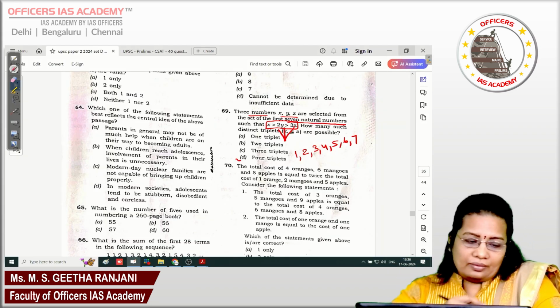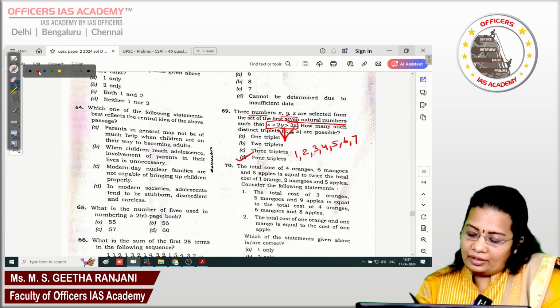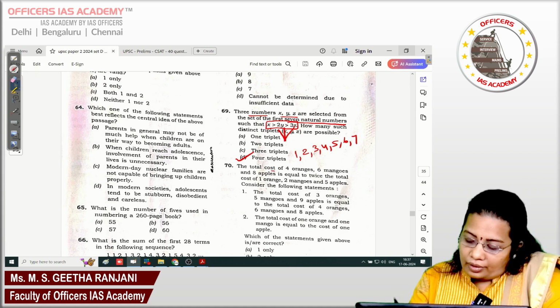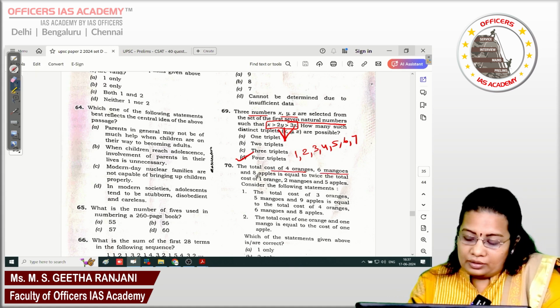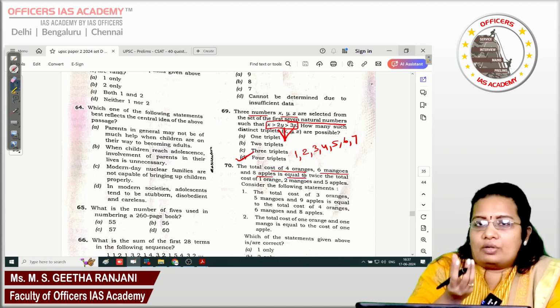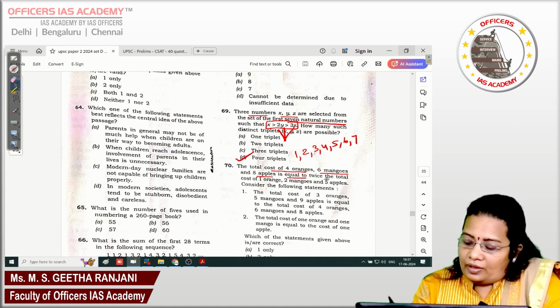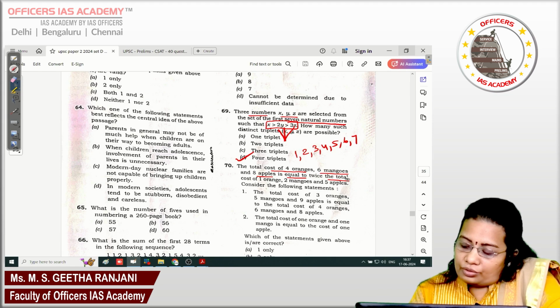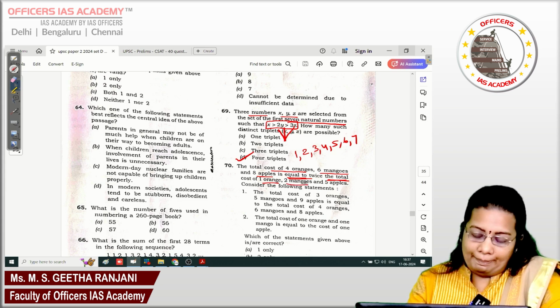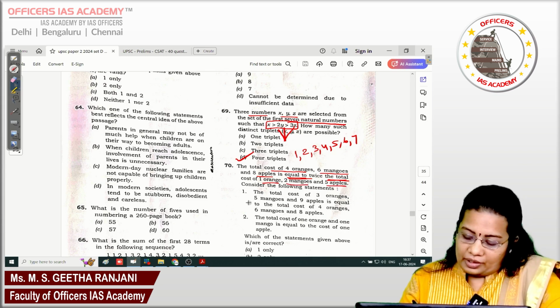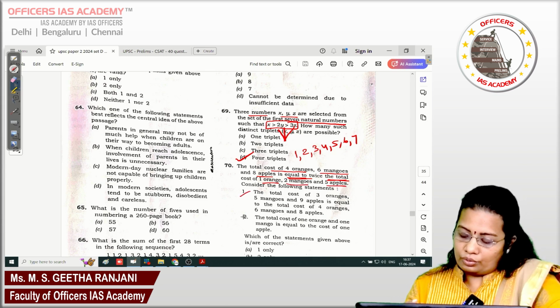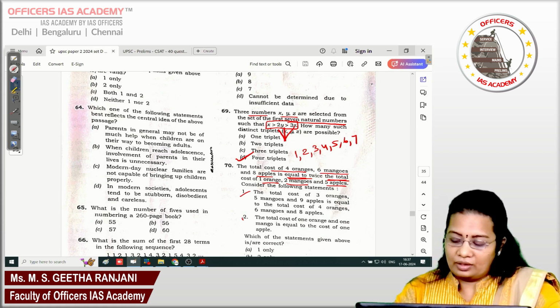The next question, question number 70. The total cost of 4 oranges, 6 mangoes and 8 apples is equal to twice the total cost of 1 orange, 2 mangoes and 5 apples. It is just the equation form of a number system question. Equation pattern just to simplify the values. Consider the following statements. Two statements are given to you. You want to consider them one by one.